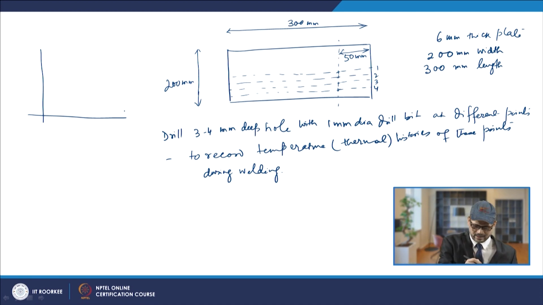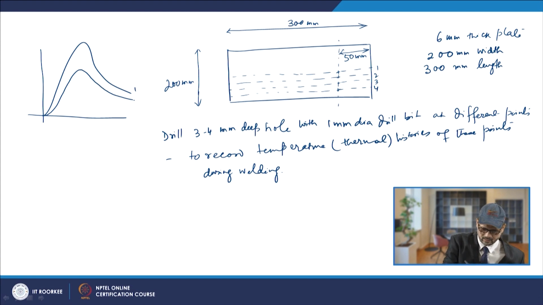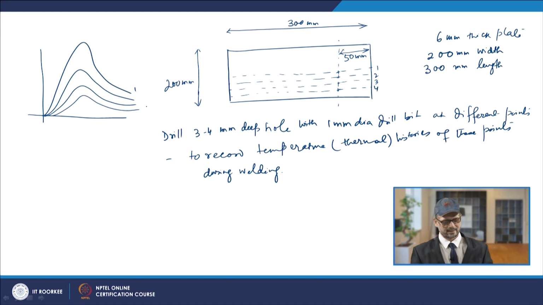Now if you look at the first point, it comes like this. So, this will be basically the first point, and similarly if you go for the second point, it is going like this, the third point will be going like this, and that way the fourth point goes like this. So, this is the thermal history which is drawn after you get these temperatures through the temperature recorder.